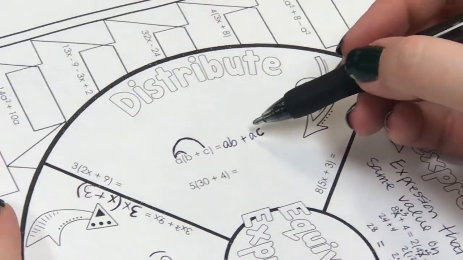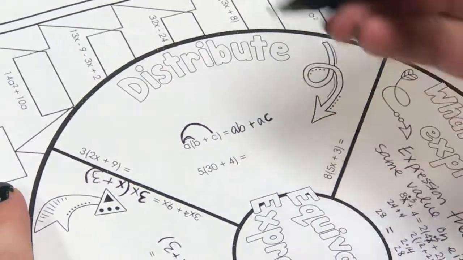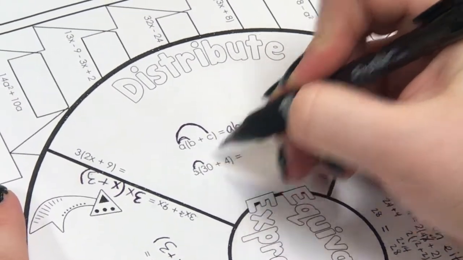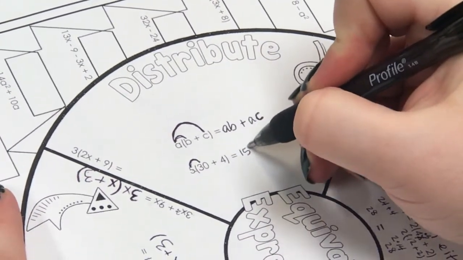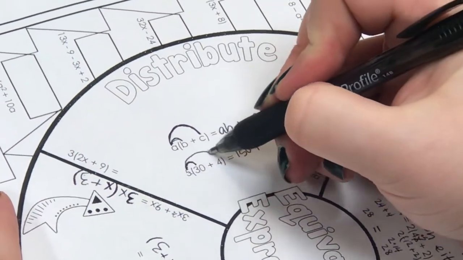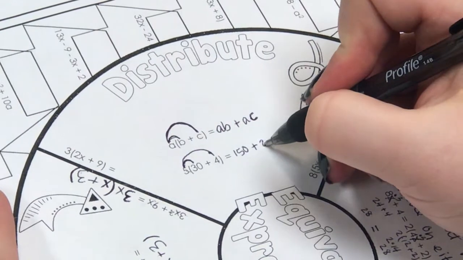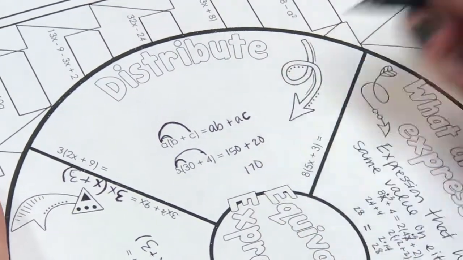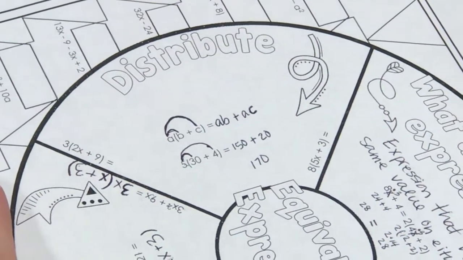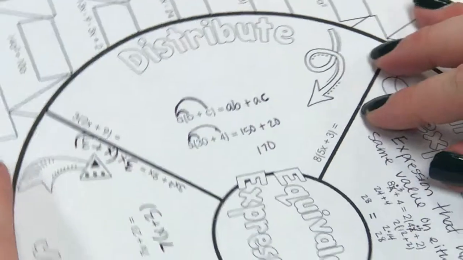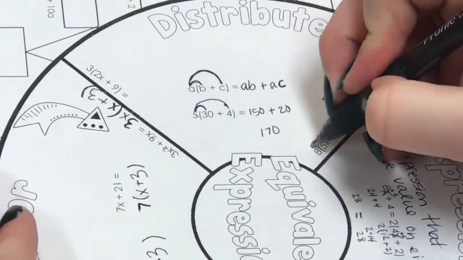This makes more sense when we're talking about numbers. So this 5 times 30 would turn into 150. Keep the same symbol in the middle. 5 times 4 is 20. Combine those and you get 170 as your answer. Okay, it's the jumping. We like jumping. Jumping is fun.